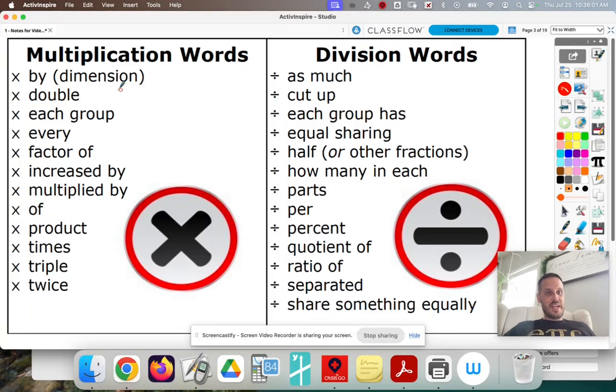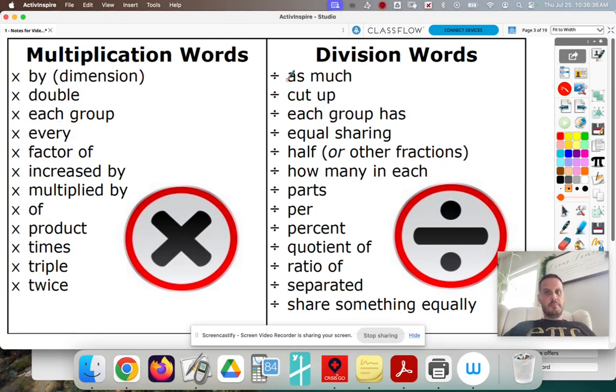And then you also have plenty of multiplication words. By, like length, like a 7 by 8 rectangle. Double is multiplying by 2. You can see triple, twice. Increase by might sound like addition sometimes. But when it says every shirt costs $7, that's a $7 per shirt sort of cost that you should multiply that cost times the number of shirts. Okay, product, multiplied by.